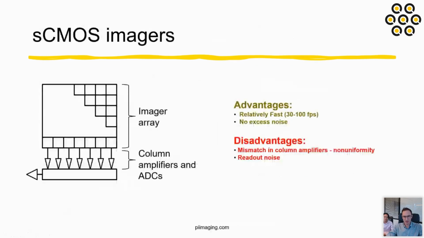Scientific CMOS image sensors offer a certain parallelization of the readouts, mostly by introducing the column amplifiers and analog to digital converters, as you can see here on the image as well. This allows them to increase the speed, and because they do not have electron multiplication, they do not have excess noise. However, the disadvantage is they still have readout noise, and they have mismatch in column amplifiers, which increases the non-uniformity and has an effect as well in the final signal-to-noise ratio evaluation.